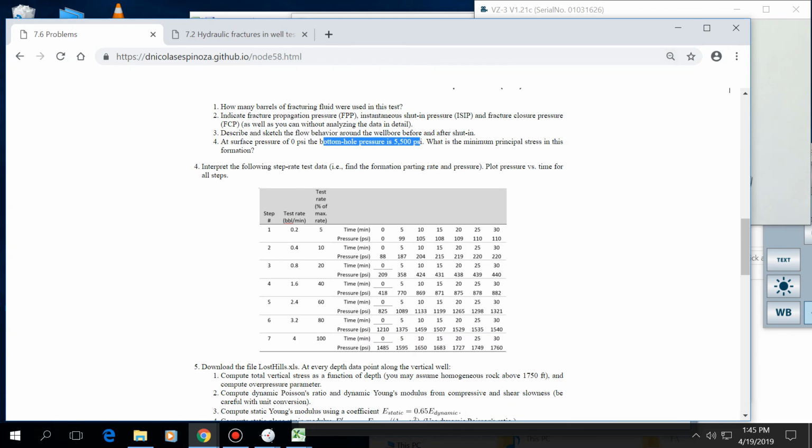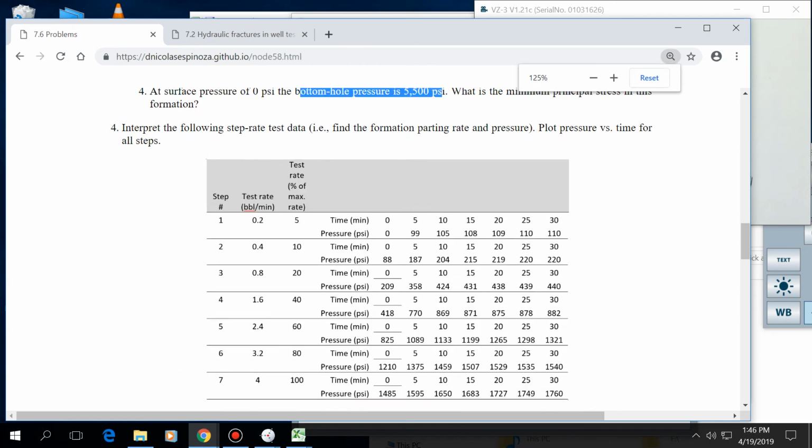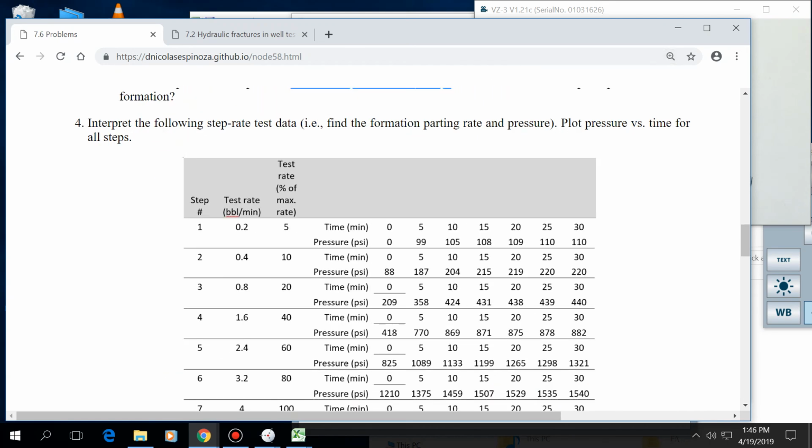Okay, so we're just going to skip this one. It's a simpler version of the previous one, but something that is easy to solve, for example, during an exam. Okay?